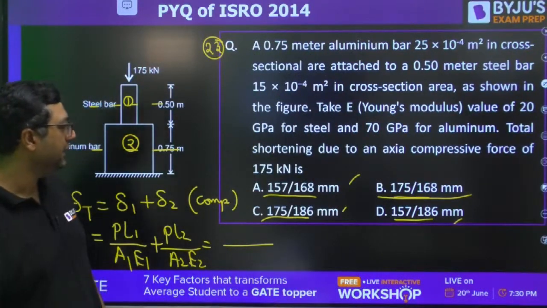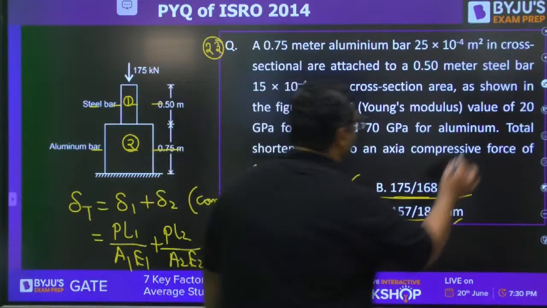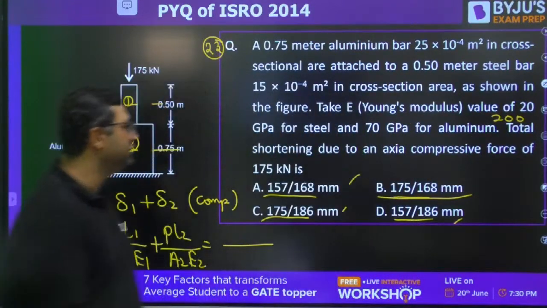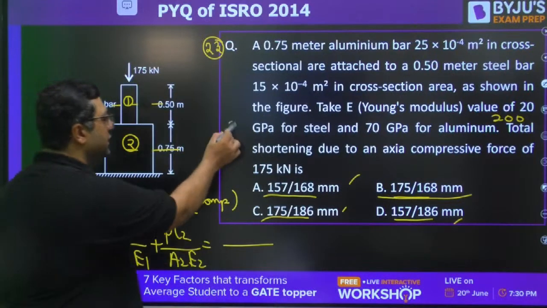Ha ha ha, that is 200. This is 200, not 20. This is a misprint. 200 GPA.